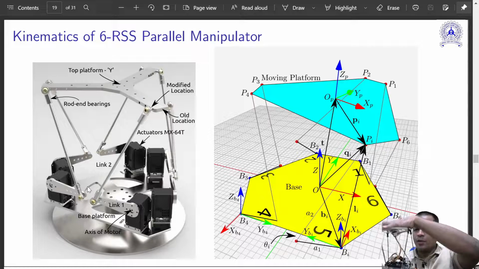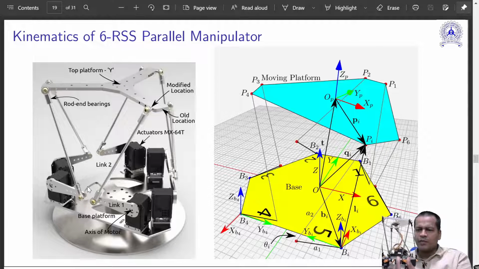So there are 6 outputs and a total of 6 actuator angles as inputs. This is a 6 degrees of freedom robot. So fixing just the angles at the base actuators fixes the whole of this platform. You don't have to worry about what will happen to this free spherical joint.